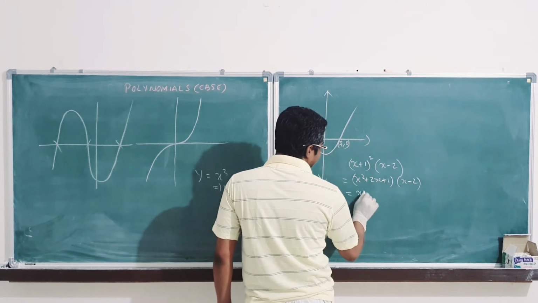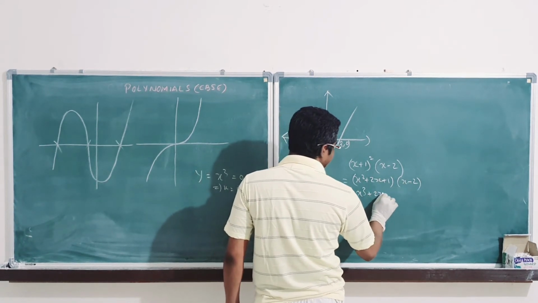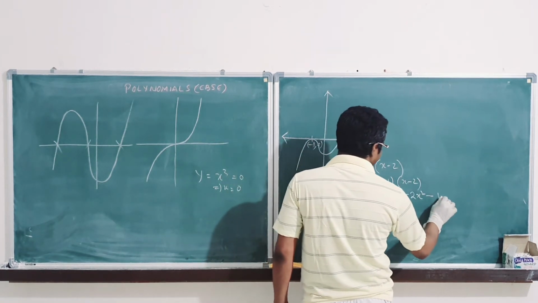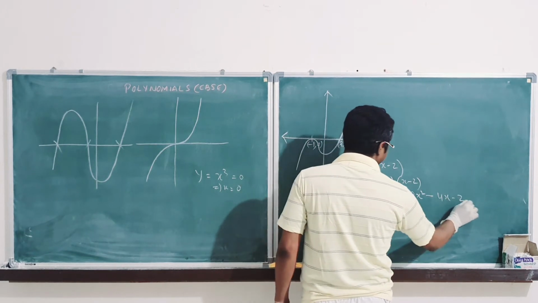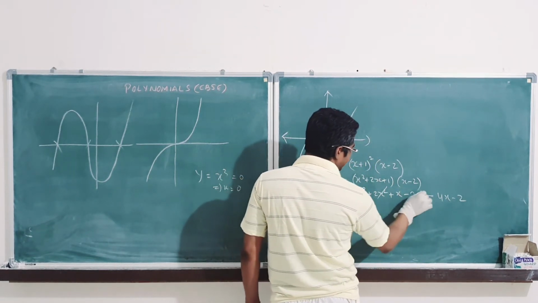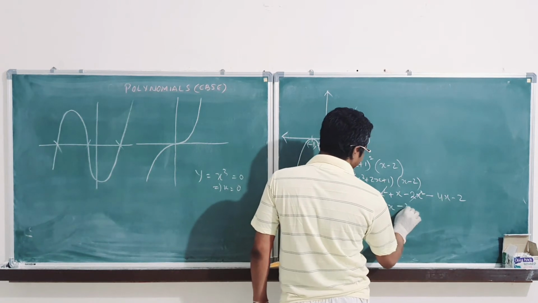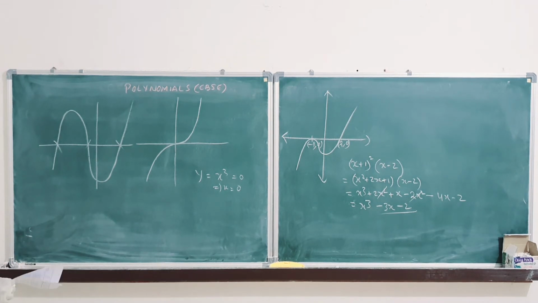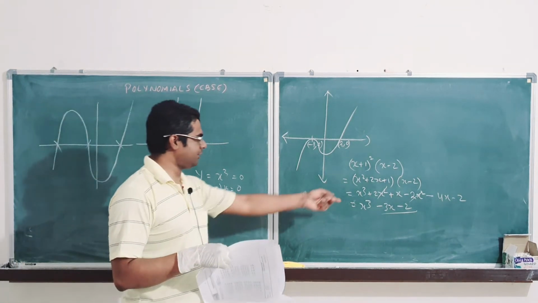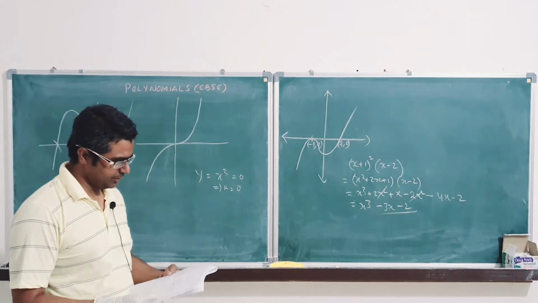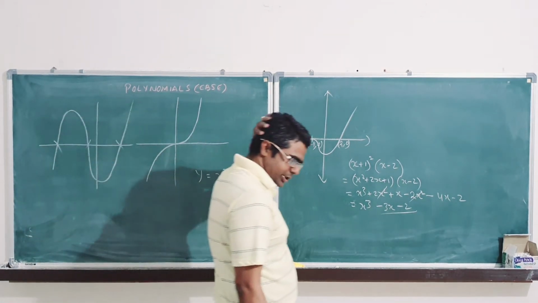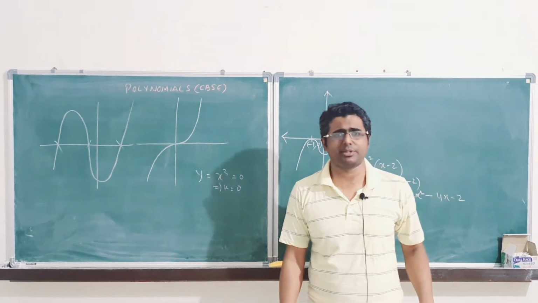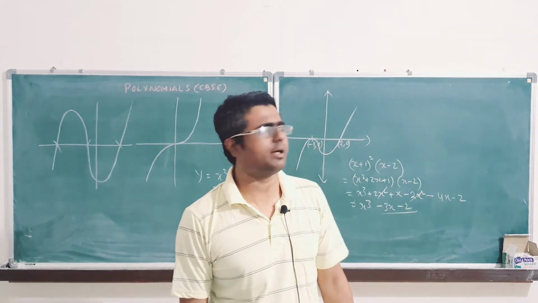x into x square is x cube, x into 2x is 2x square, x into 1 is x, minus 2x square, minus 4x, minus 2. Okay, so we'll get x cube, this cancels out, minus 3x minus 2. Okay, clear guys? So this is another one. So this is also possible. So I have shown an equation for which this kind of curve will come. Nothing else. So basically from this you will be able to solve the NCERT problems based on this. This is basically followed from NCERT. So please solve all the NCERT problems based on this.